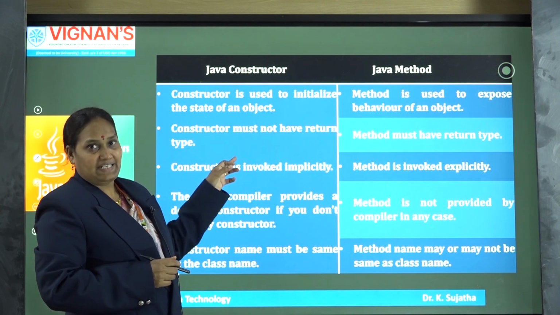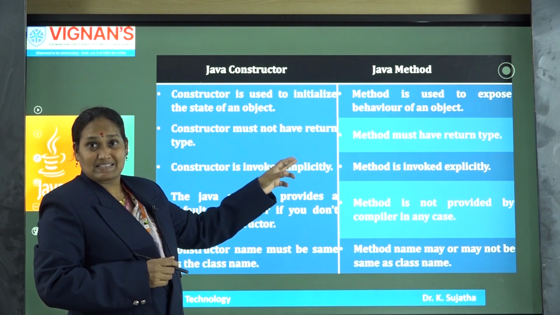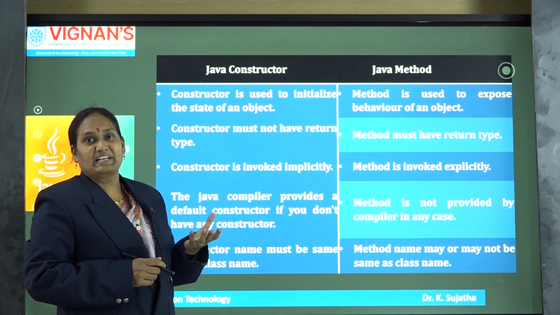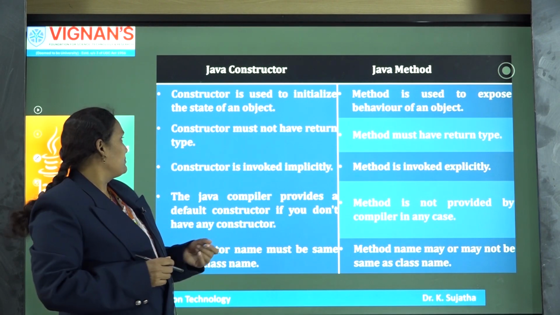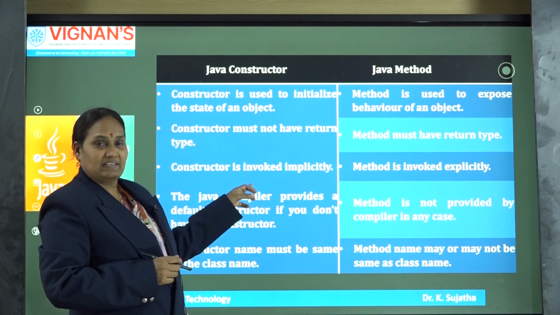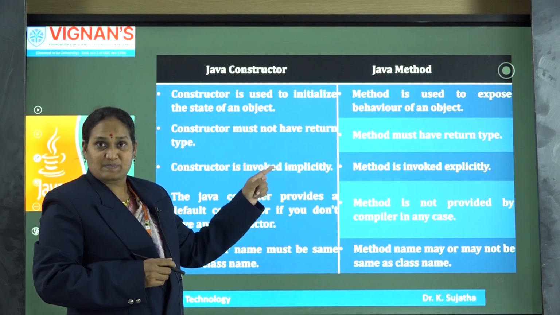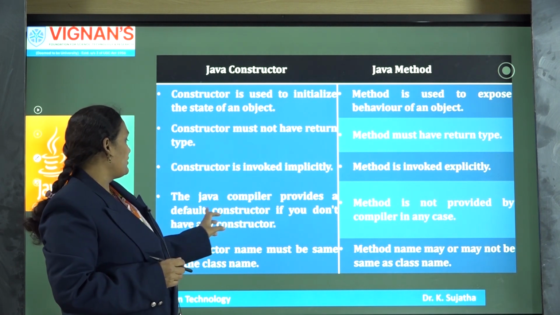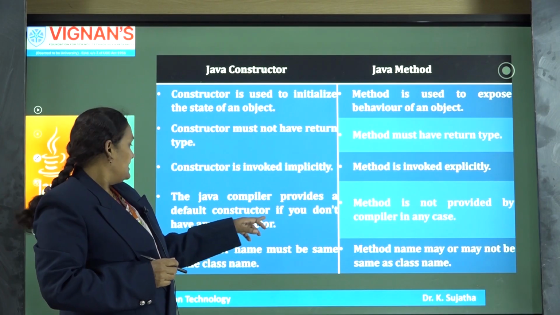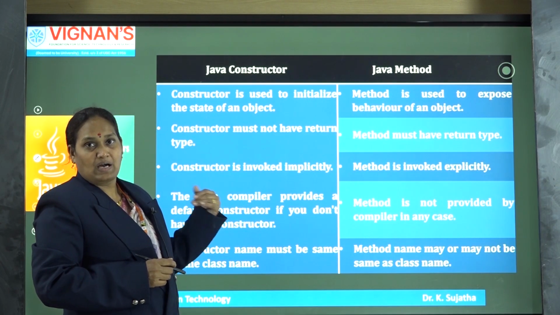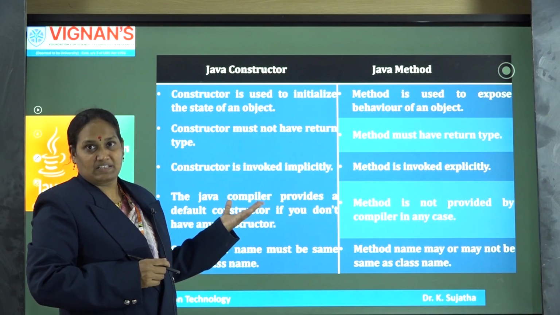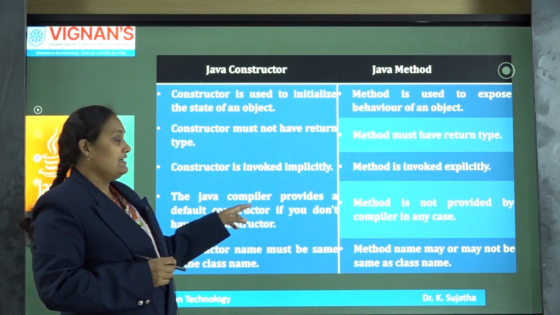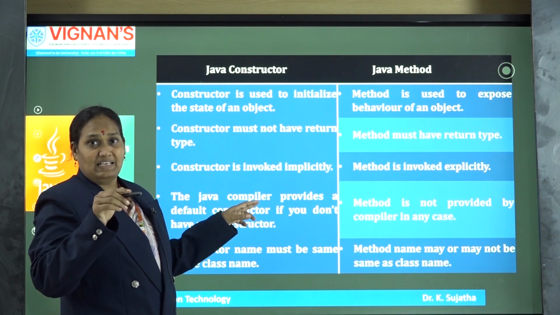Constructor must not have a return type, but method must have a return type. If it does not have any return type, at least we need to represent void as the return type. Constructor is invoked implicitly, but method should be invoked explicitly by calling it with the object name. And the Java compiler provides a default constructor if you don't have any constructors. If you have not created any constructor for the class, the compiler automatically creates one whenever we create an object for the class.